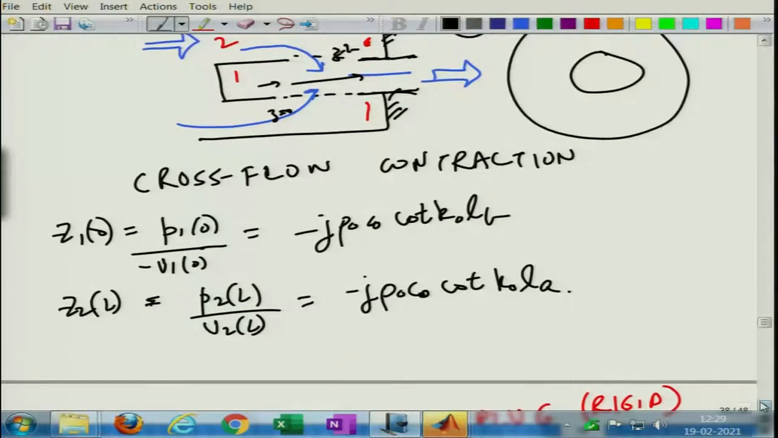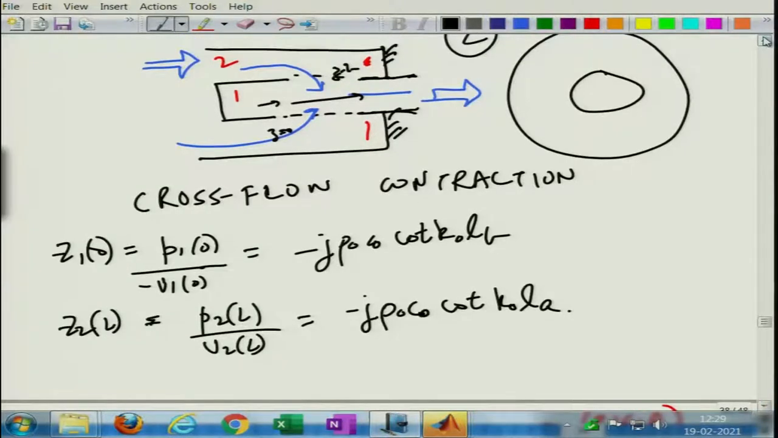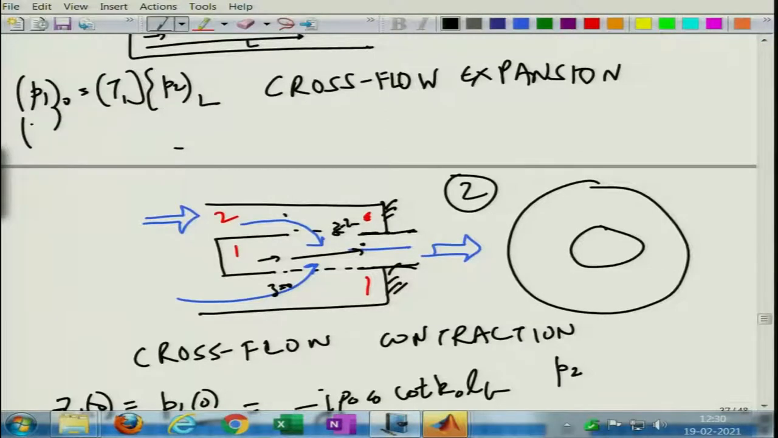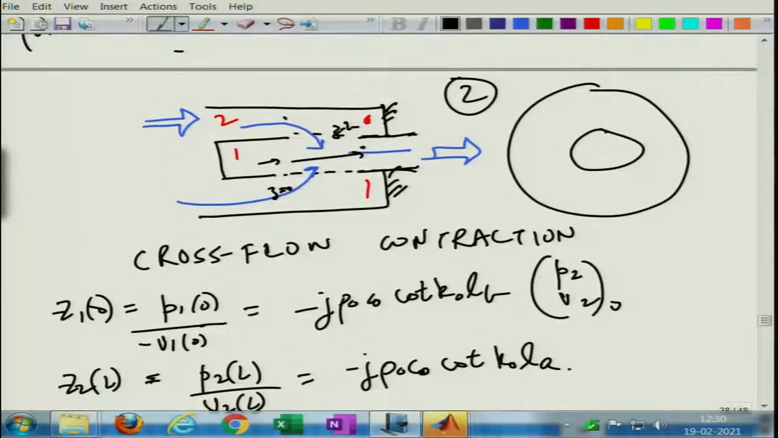Cot K naught L A. Okay. So, these are the two boundary conditions, and at the end of the day, what we really need to do is relate the transfer matrices. Basically, for a reversal chamber kind of configuration, we need to get the transfer matrix from this point right up to this point. So, we can write things like P2, what was the previous one? The previous one was of this form. Actually, there should be P U1 here also and U2 here also. So, that is understood. Let me call this the T2 matrix. Okay. And this is P1 U1 at L.